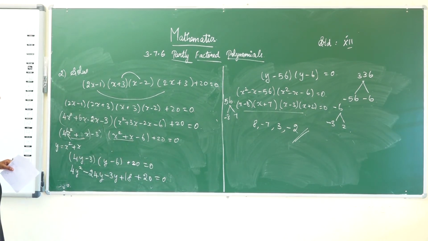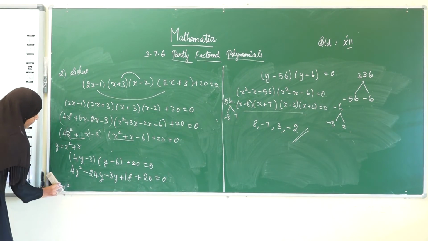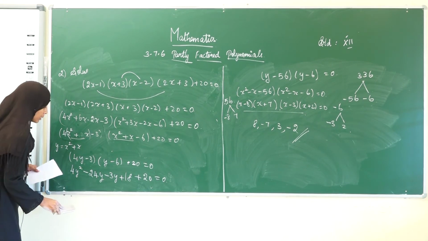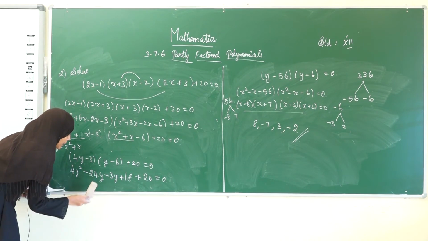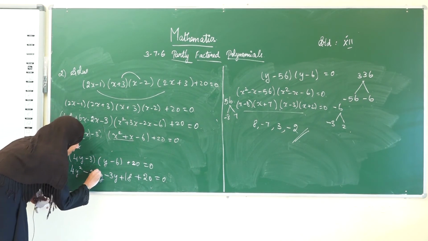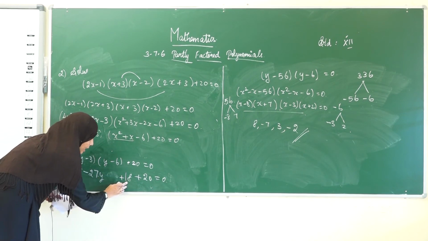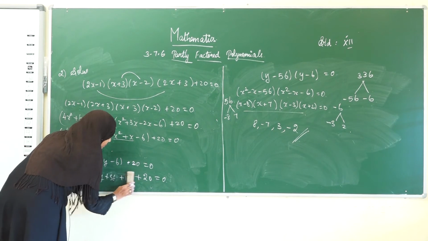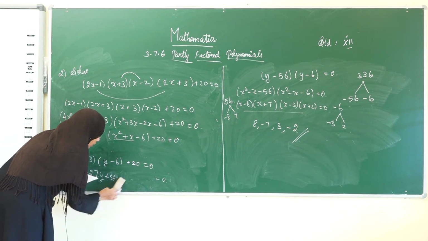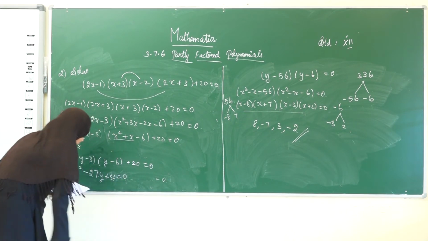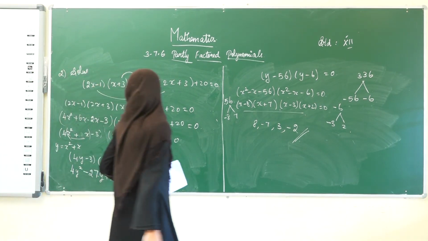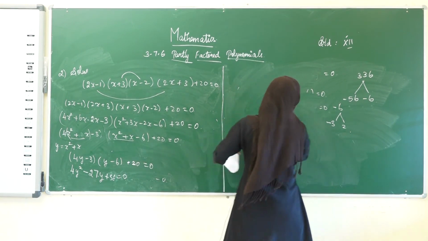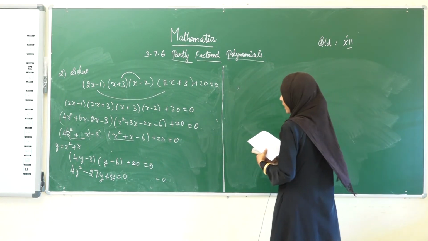We are going to solve this. See, 4y square will be as it is, and then minus 24y, here also minus 3y, so we are going to add this. So minus 27y, and 18 plus 20 will be plus 38, equal to 0. Now we got the quadratic equation. We are going to solve this quadratic equation.